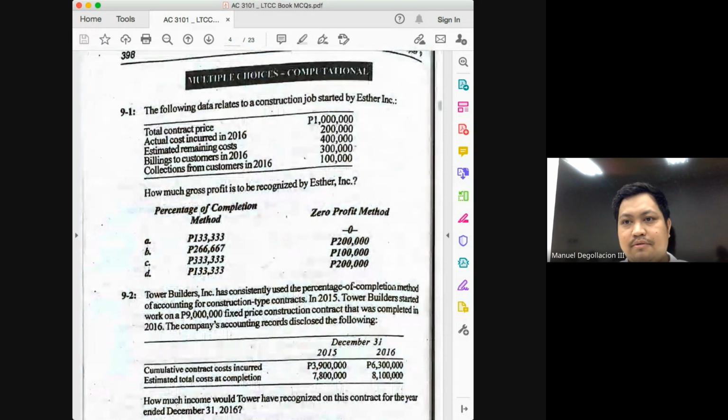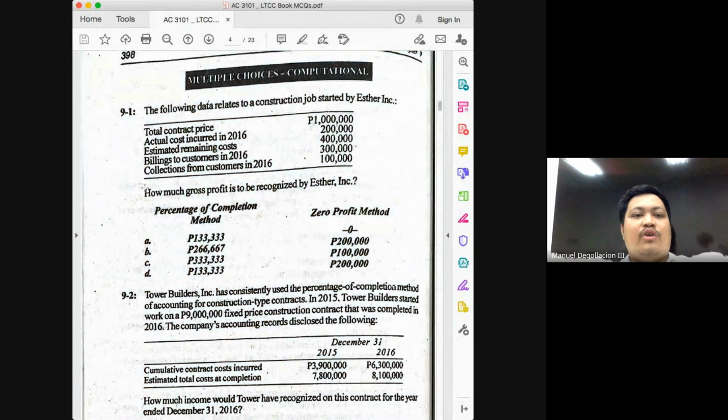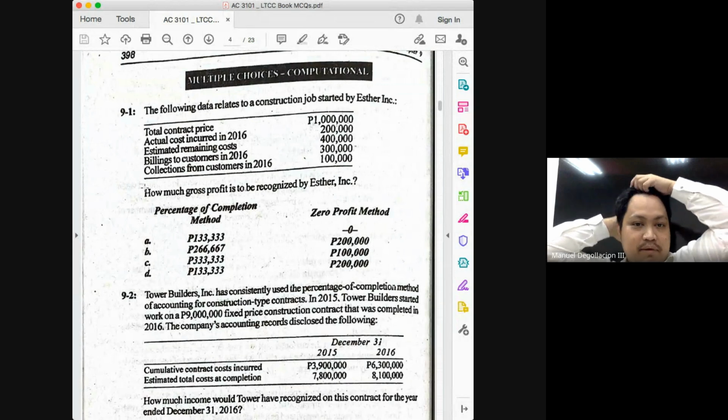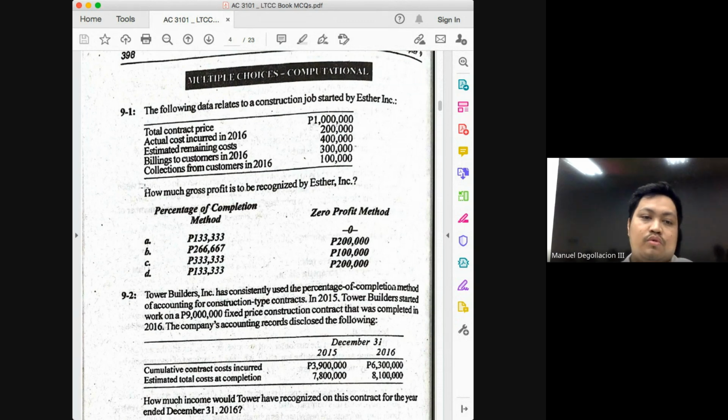So 9-1. The question here is how much gross profit is to be recognized by the company. And you're asked to solve for two amounts, one under the percentage of completion method and another under the zero profit method. As we have discussed already percentage of completion, we've only talked about zero profit method very briefly. So we'll try to add more to that discussion in this problem.